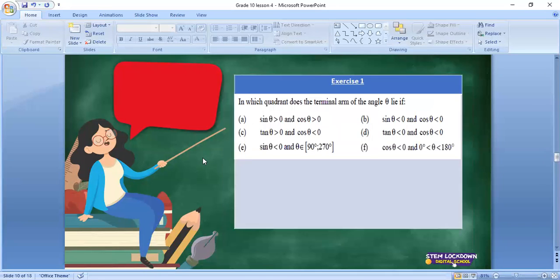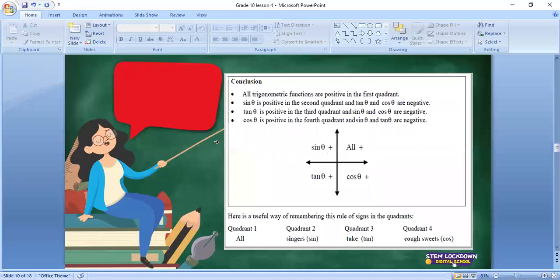Right. So C says, which quadrant has tan greater than 0, cos less than 0? Tan is greater than 0, tan is positive, but cos is negative. So which quadrant has tan positive, greater than 0, and cos negative? That would be in the third quadrant.